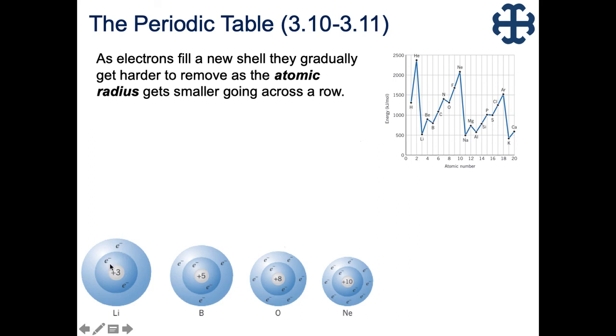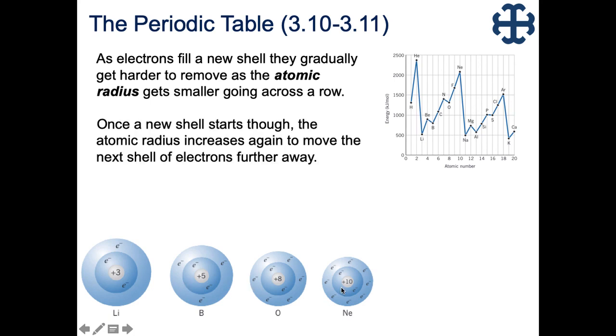However, as we go across the row, for example, if we go from lithium to boron to oxygen to neon, our atomic radius gets smaller and smaller. As that radius is getting smaller, our ionization energy goes back up. That is because, again, our electrons are going to be closer in to our nucleus. Our nucleus is also going to have a higher charge value. So the higher the charge, the closer our electrons get held until we add a new shell.